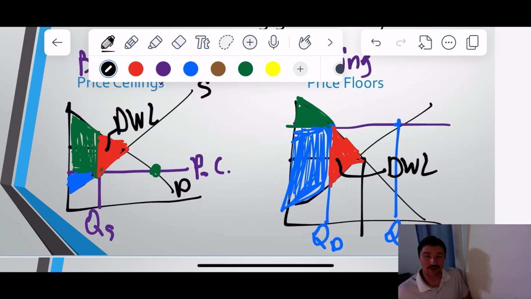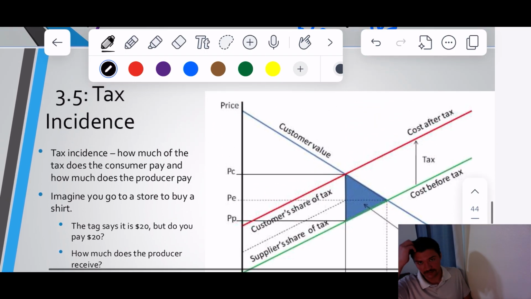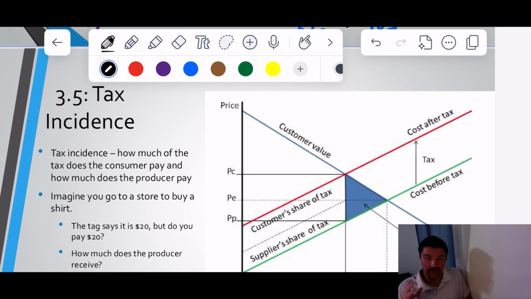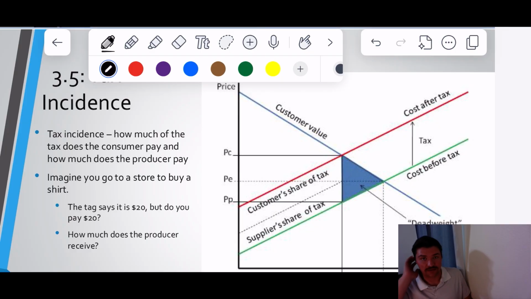So this is that shortage that we talked about, or that surplus we talked about. So this creates inefficiencies in the market. And this is what it looks like on a graph. Okay? Taxes also have a similar effect when it comes to deadweight loss. So tax incidence is just how much a tax affects consumers and how much it affects producers.